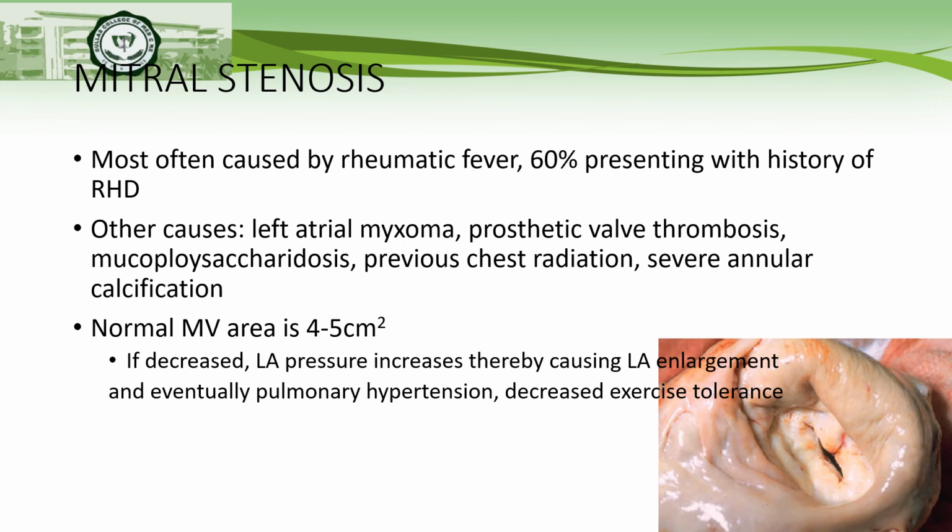As the normal mitral valve area of 4 to 5 square centimeters is reduced by the rheumatic process, blood can flow from the left atrium to the left ventricle only if it is propelled by an ever-increasing pressure gradient. This increased left atrial pressure causes left atrial enlargement and eventually pulmonary hypertension and decreased exercise tolerance.